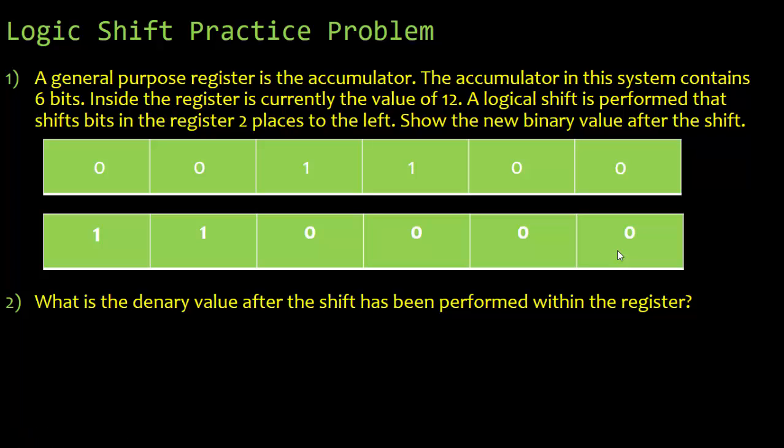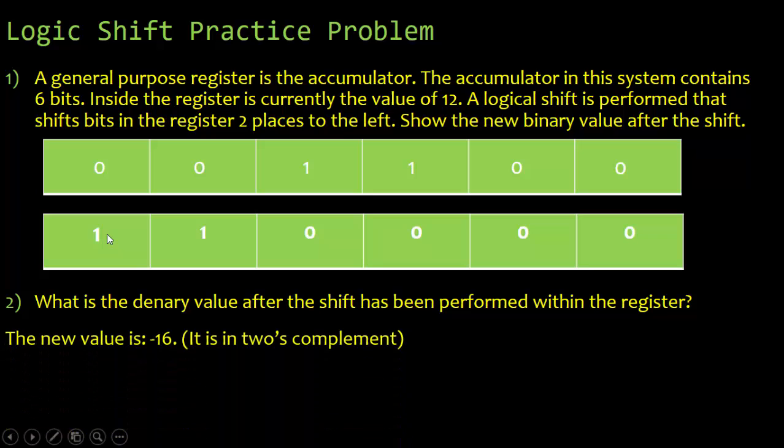So what is the denary value after the shift has been performed within the register? Well, this is going to be done in 2's complement. So we have 1, 2, 4, 8, 16, negative 32. Negative 32 plus 16 is negative 16 because it is in 2's complement.